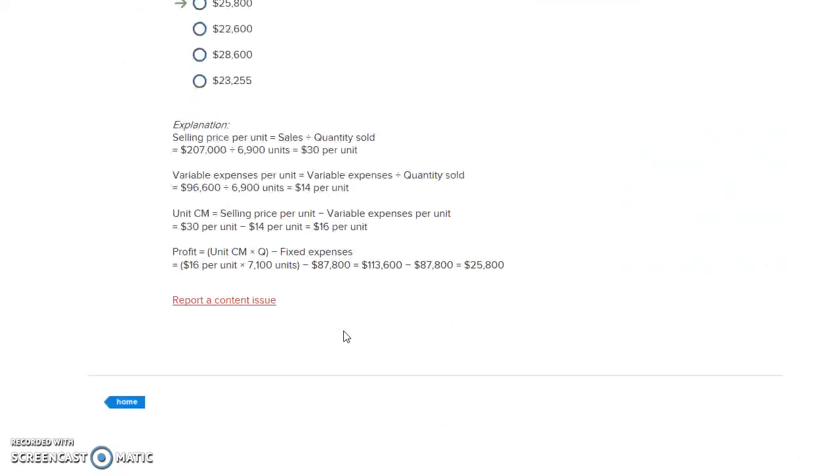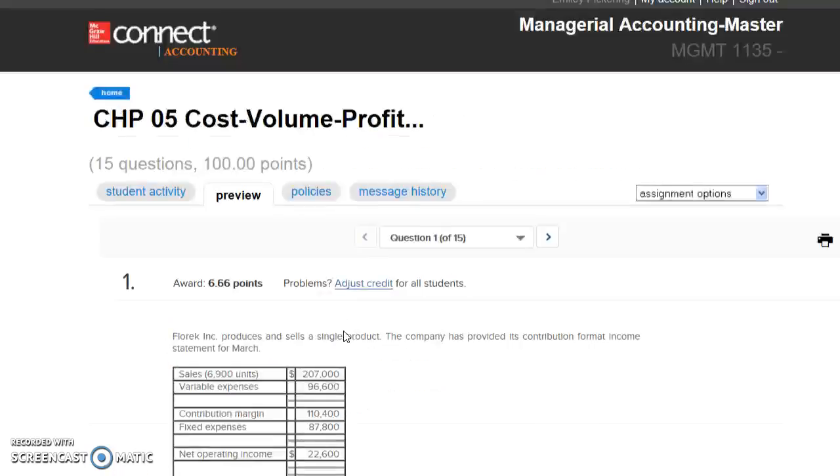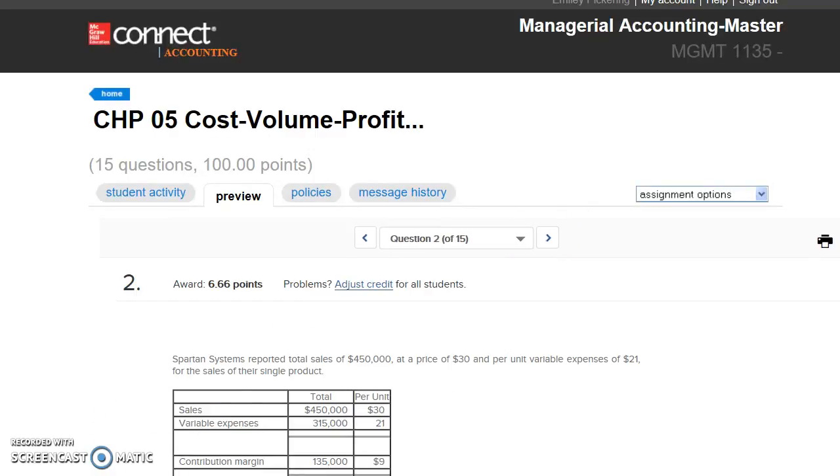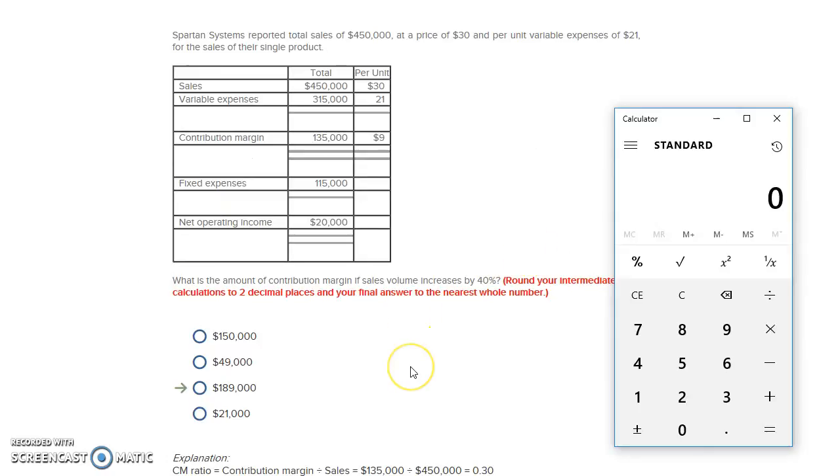All right, let's move on to the next one. Okay, this one goes into the contribution margin ratio. Let me just show you an easier way to do this. It wants to know what the contribution margin would be if sales volume increased by 40%.